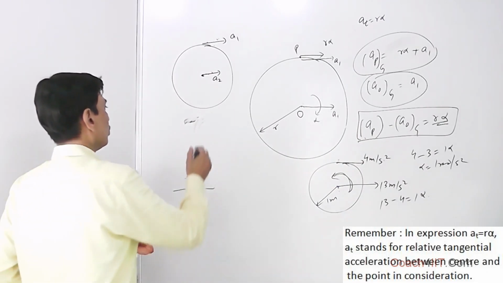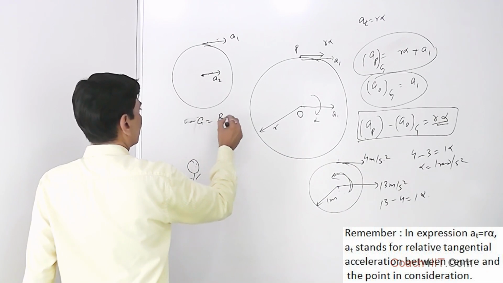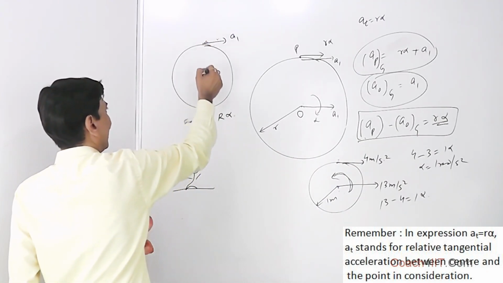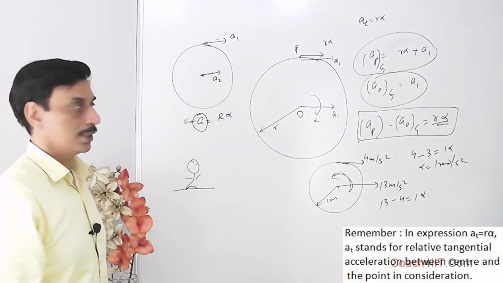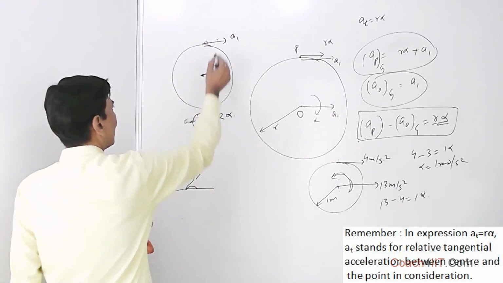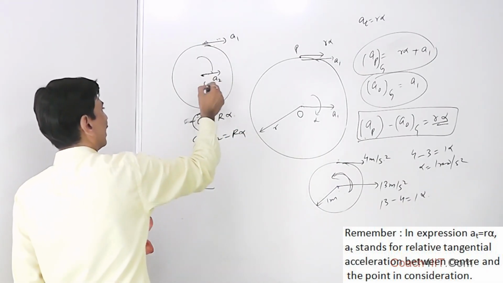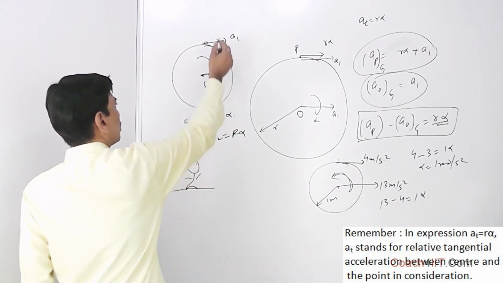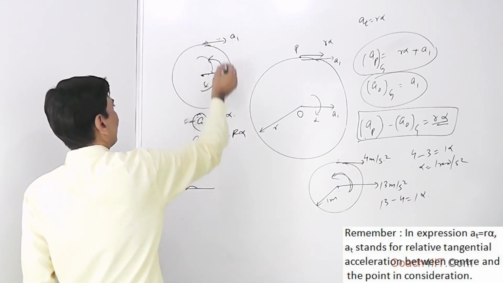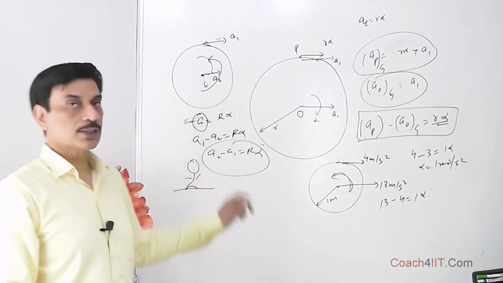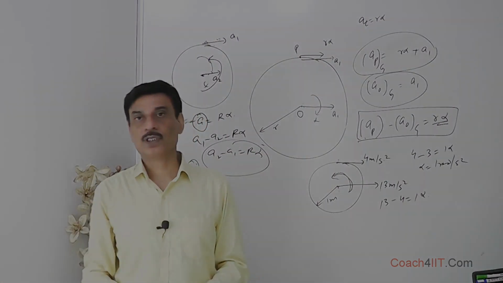If you intend to apply a equals r alpha, then this a stands for the relative acceleration, that is, the acceleration difference between these two. If a1 is greater than a2, then a1 minus a2 is equal to r alpha, with alpha in this direction. If a2 is greater than a1, alpha is going to be in this direction, and then a2 minus a1 is equal to r alpha. This will be used a number of times in your questions.